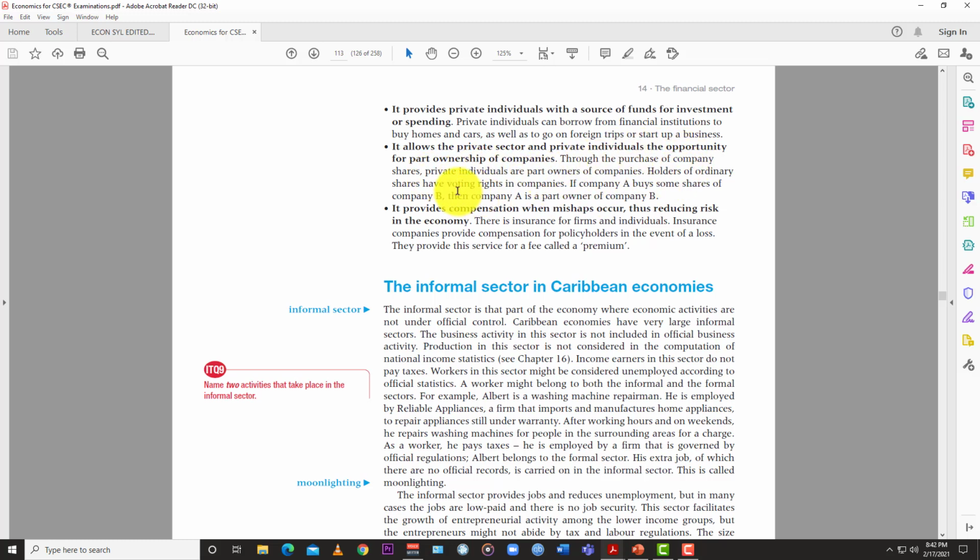It allows the private sector and private individuals the opportunity for part ownership of companies. Through the purchase of company shares, private individuals are part owners of companies. Holders of ordinary shares have voting rights in companies. If Company A buys some shares from Company B, then Company A is a part owner of Company B.